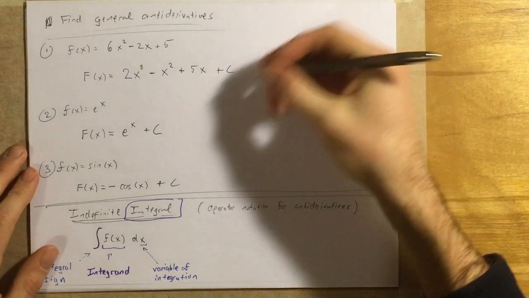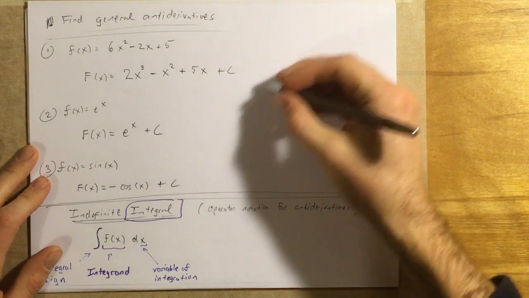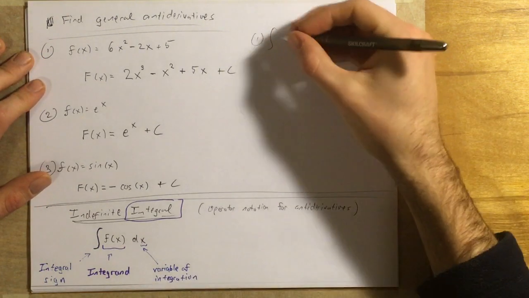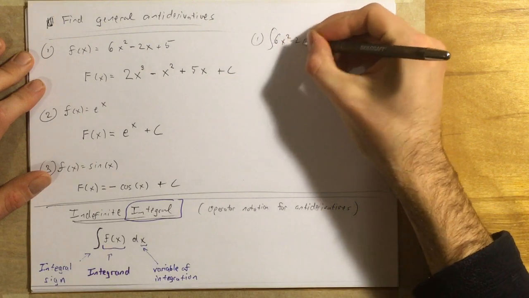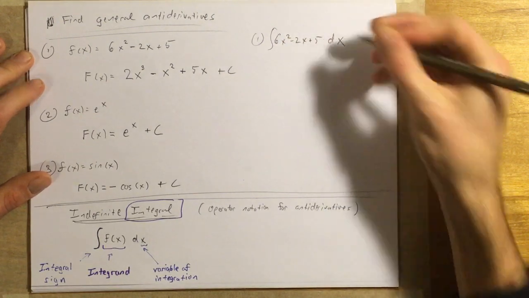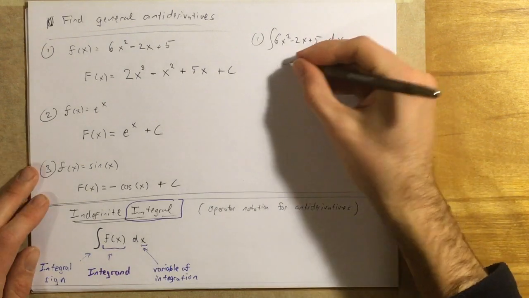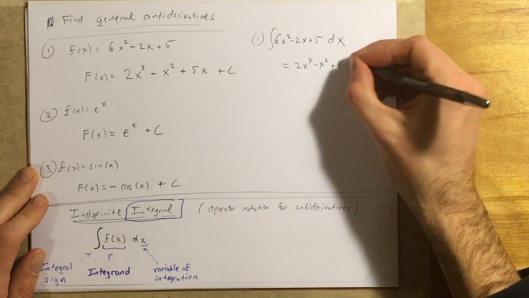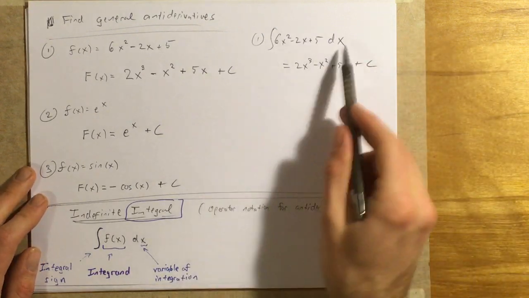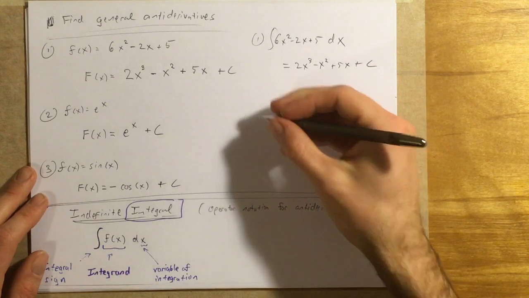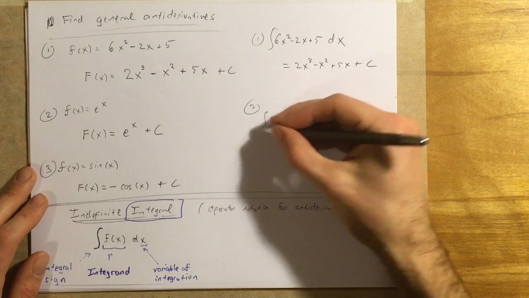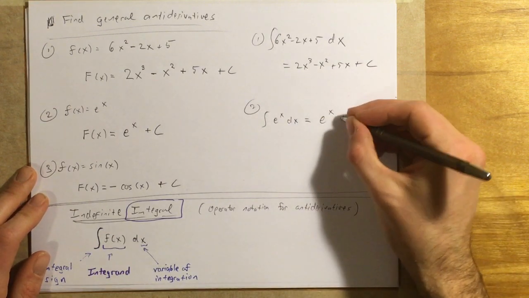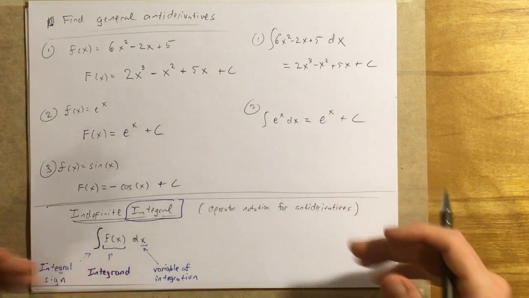So up here, we could have written each of these things down in a slightly different way. We could have written the integral of 6x squared minus 2x plus 5, dx, with respect to x, equals 2x cubed minus x squared plus 5x plus c. So that's the notation written out with the integral. The second one, we could have written integral of e to the x, dx, equals e to the x plus c. So that's how you use this.